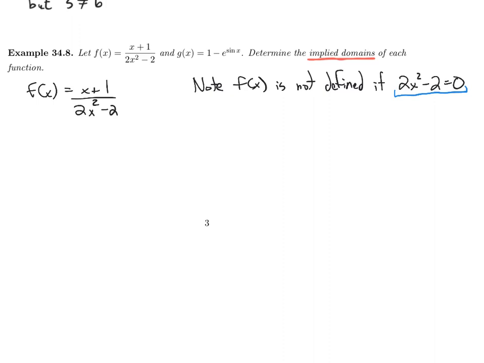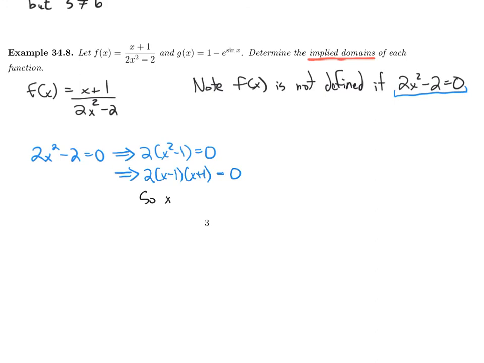Okay. So, 2x squared minus 2 equals 0. Well, let's factor in a 2 here. So we get 2 times x squared minus 1 equals 0. And hey, look at this, we have a difference of two squares. So we can factor that as x minus 1 times x plus 1, and that equals 0. So this equals 0 when x is positive or negative 1.